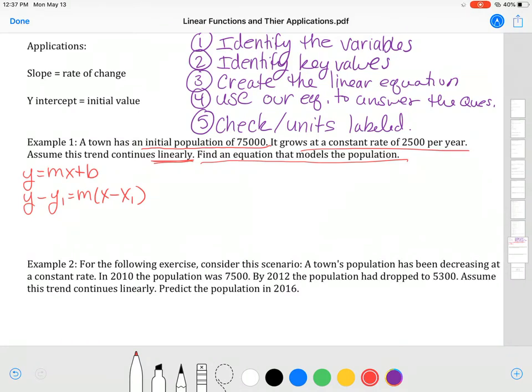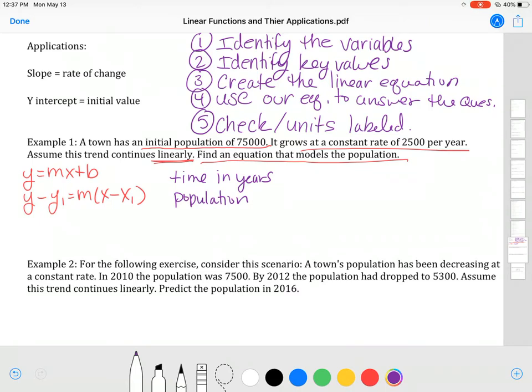For step number 1, we're going to identify the variables. What is changing is the population over time, and in this problem, the time is given in years. So we have two variables here: time in years, and population. These are the two things that they're talking about changing.